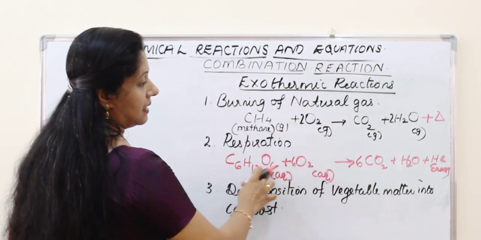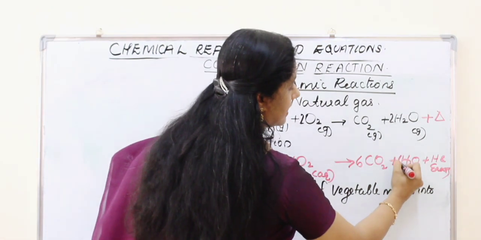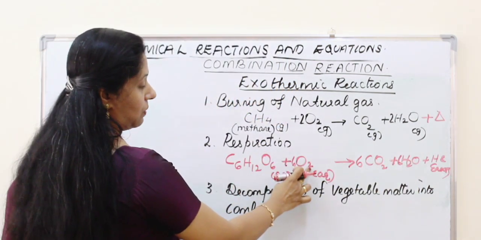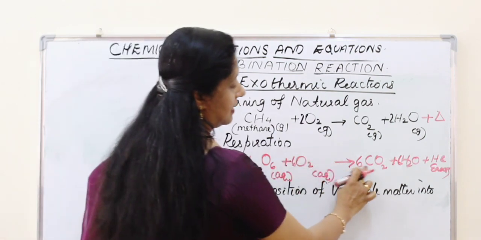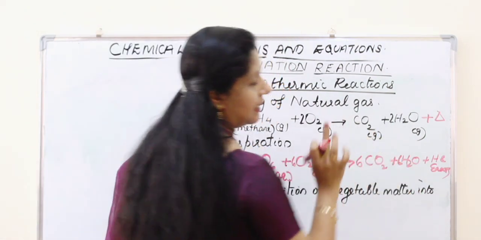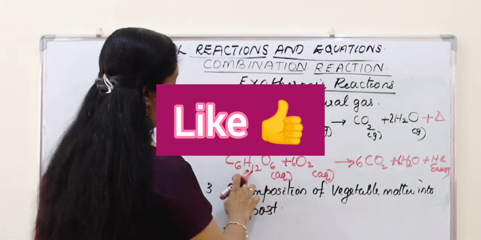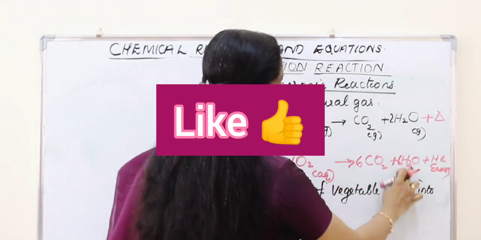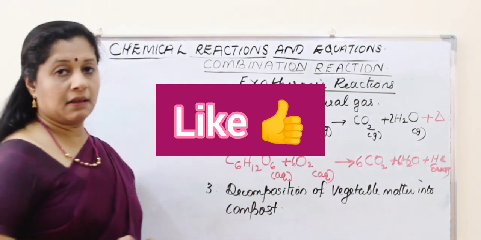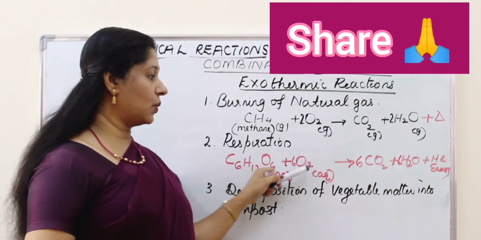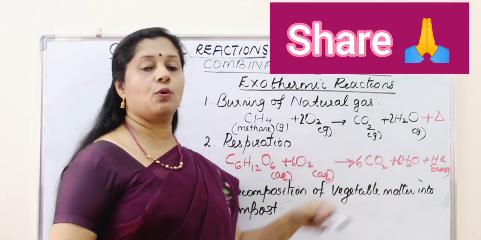But another 6 is left, so we can make it 6 here. So the total will be, on the left, 6 plus 6 into 2, 12, 12 plus 6, 18. On the right, 6 into 2, 12, 12 plus 6, 18. So oxygen is now okay. Now let us see hydrogen. Here 12, and here 6 into 2, 12. So the balanced equation is C6H12O6 glucose plus 6O2 gives 6CO2 plus 6H2O plus energy.